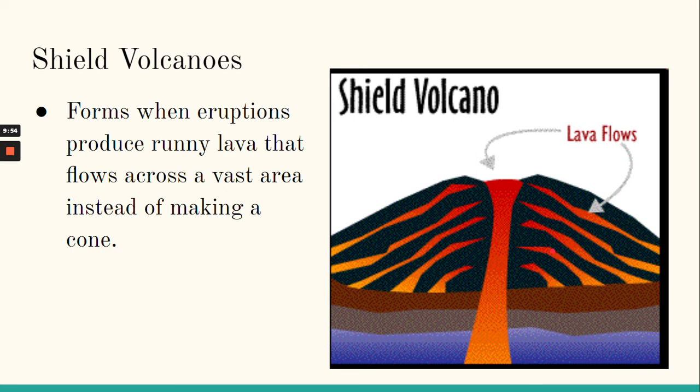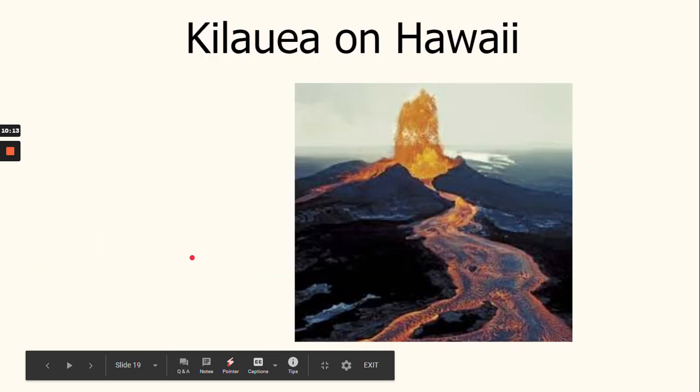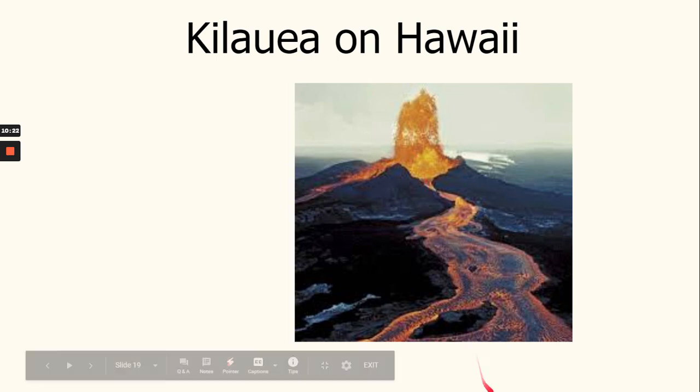And the last type of volcano is a shield volcano. So these form when eruptions produce runny lava that flows across a vast area instead of making a cone. So these are kind of like those classic lava flows that you imagine when you think of a volcano. They generally have many side vents, so many places for lava to kind of flow through. And an example of this is Kilauea on Hawaii. So this is what I kind of think of when I think of a volcano. It's not slow, but it's not super fast moving lava when it erupts. It kind of just flows across everything in the land and burns everything.